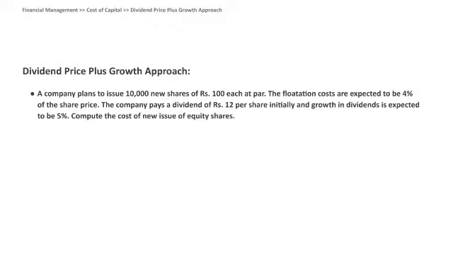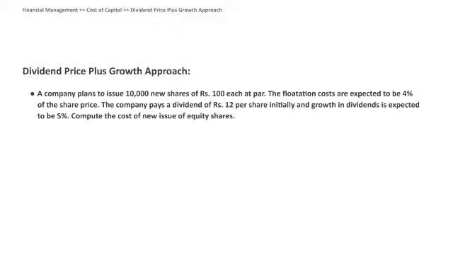Now, what do you mean by flotation cost? Cost of issue, the initial cost which is incurred when the share is issued. So how much is it? 4% of the share price. How much is one share? 100 rupees. So 4% of 100 gives you how much? 4 rupees is the flotation cost.